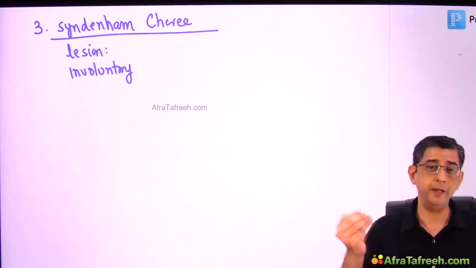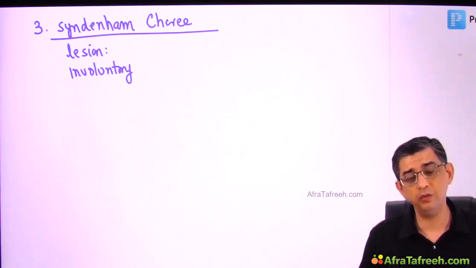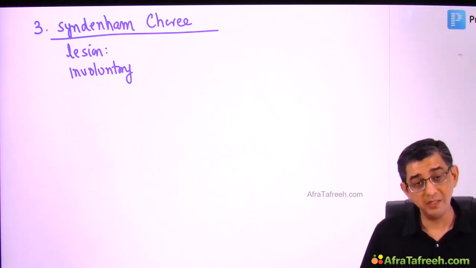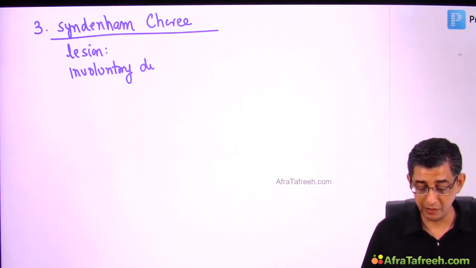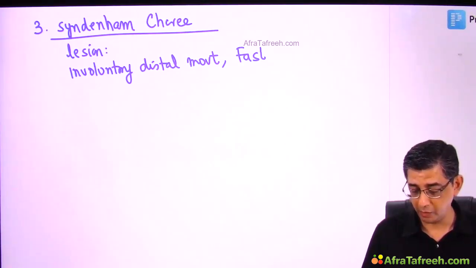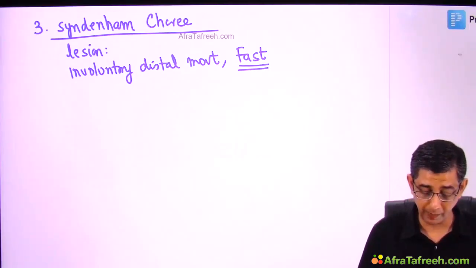You see, while I'm writing, one of my hands is busy writing, talking to you, but my other hand is stable on the table. It's not that it's having some involuntary movements. So the message is, when it comes to chorea, this would be continuous involuntary distal movement. It's going to be in the hands. And is it going to be a fast movement or a slow movement? It is important that you remember fast, because there is a condition called athetosis.